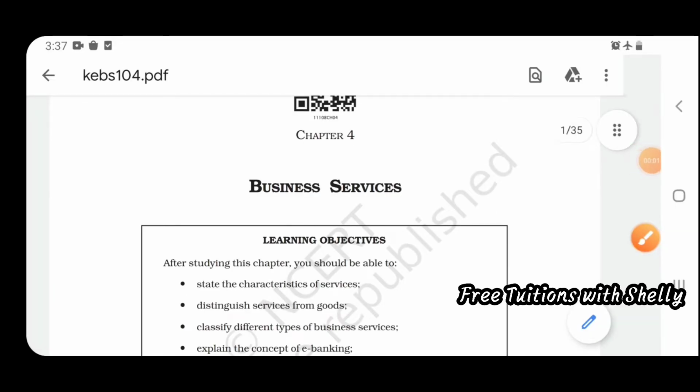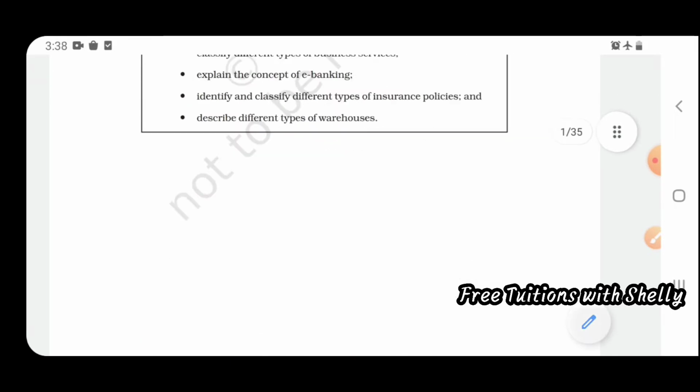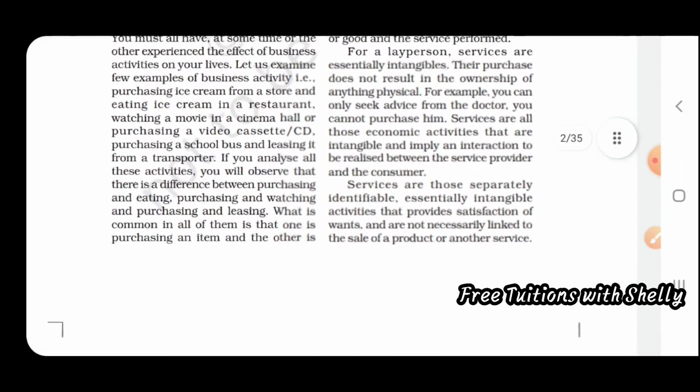Going to look at the fourth chapter, that is business services. So in this chapter we will be looking at the characteristics of services, then types of business services, then what is e-banking. Such topics we will be covering in this chapter. So moving on to the first part, the introduction.